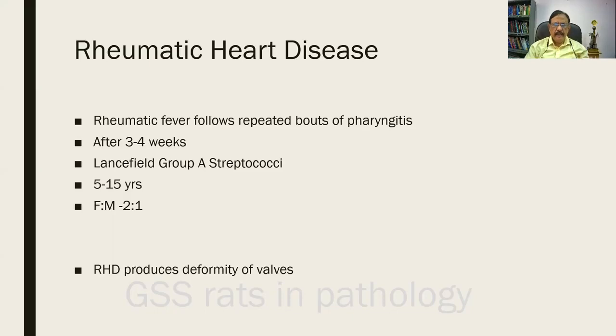Generally, the interval between the pharyngitis and the cardiac manifestation is about 3 to 4 weeks. The age is commonly 5 to 15 years. It is a disease of children, 5 to 15 years, and females are slightly more prone than males. Though a number of lesions can be caused, we are worried about the deformity of the valves.